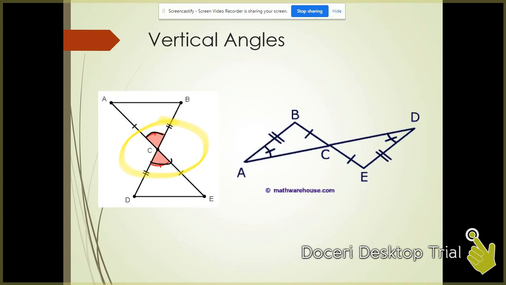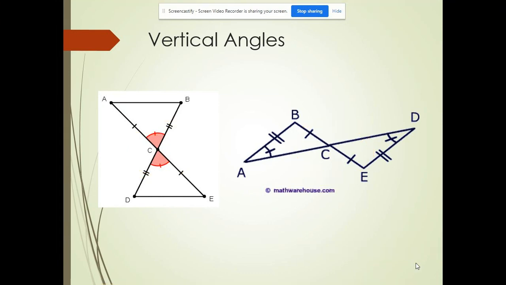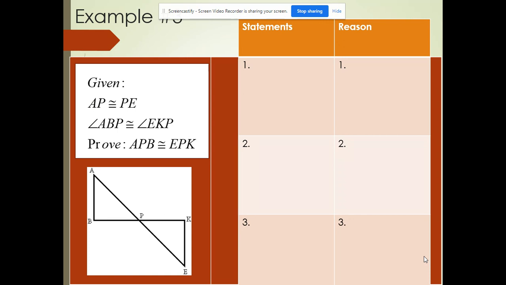So looking at our second diagram, again, we can see in the very middle there, we have vertical angles, and we would put in marks to show they are in fact, again, congruent. So our statement would be naming the angles, and then our reason that they're congruent would be, again, vertical angles. Now let's incorporate this into a proof now.